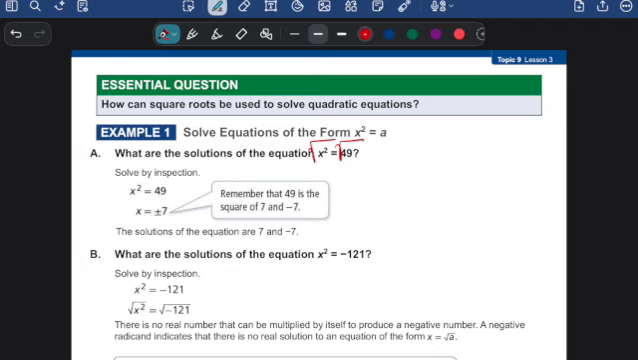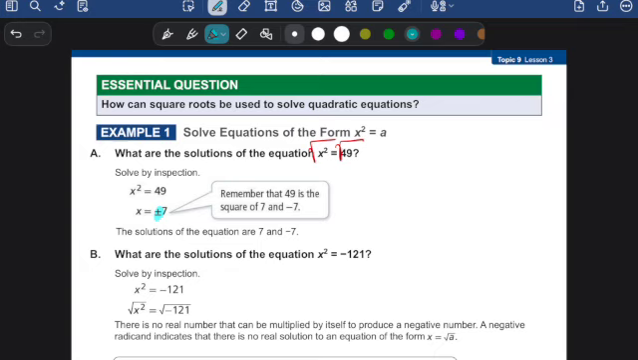And we just have to remember that we can square a positive value and we can square a negative value to get the same positive product. So don't forget to have your answers be positive or negative when you take the square root. So the solutions would be 7 and -7.